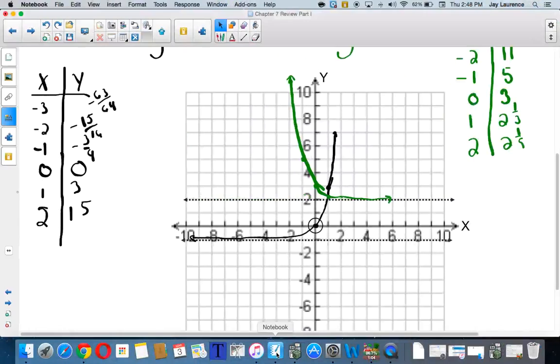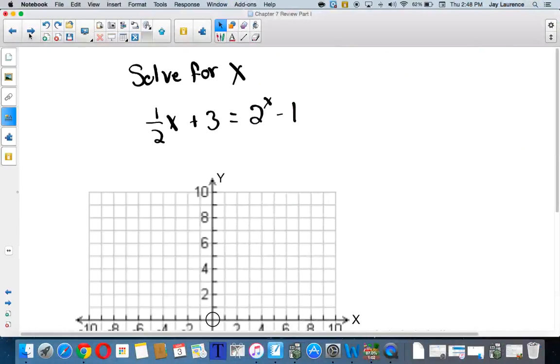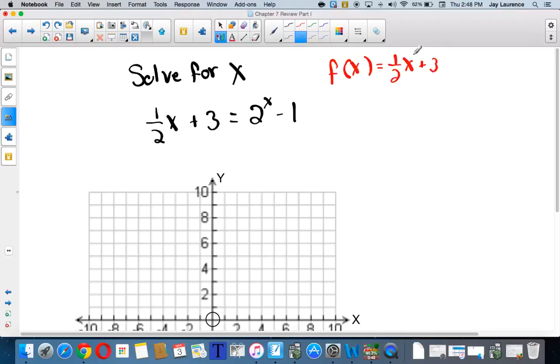And then there was one more type of problem we talked about for graphing, and that's when we have something like this. And we talked just Thursday about this, that we could rewrite this as two functions. We could say f of x equals 1/2 x plus 3, and of course that's a linear function. And then we could have f of x equals 2 to the power x minus 1.